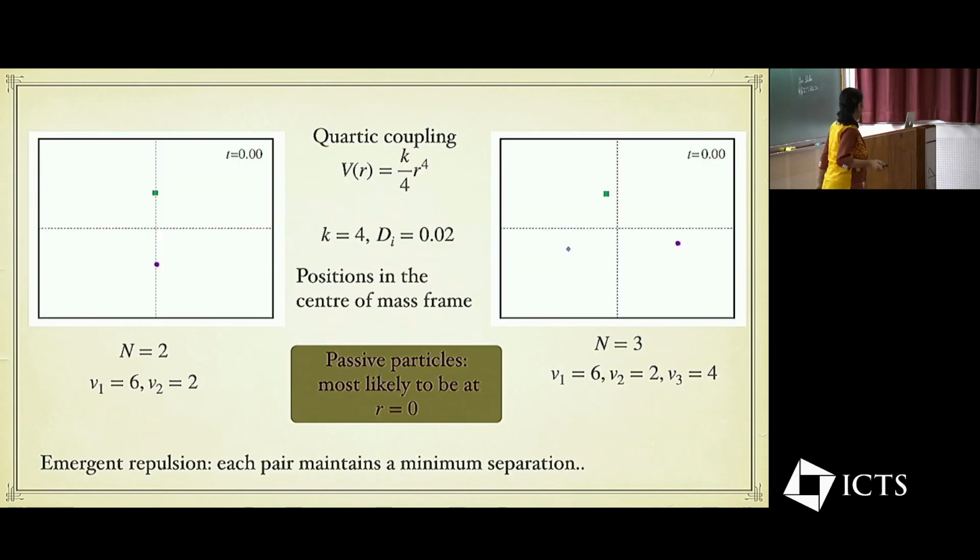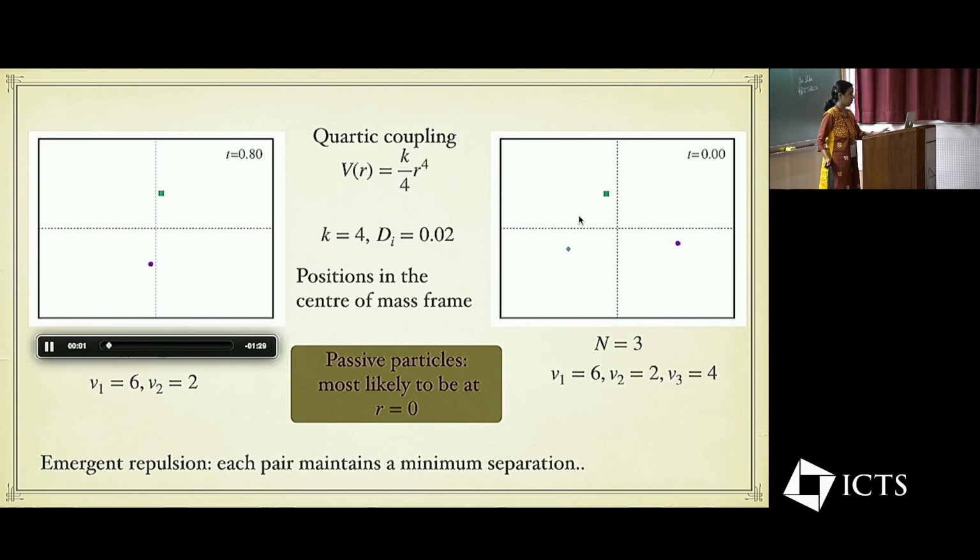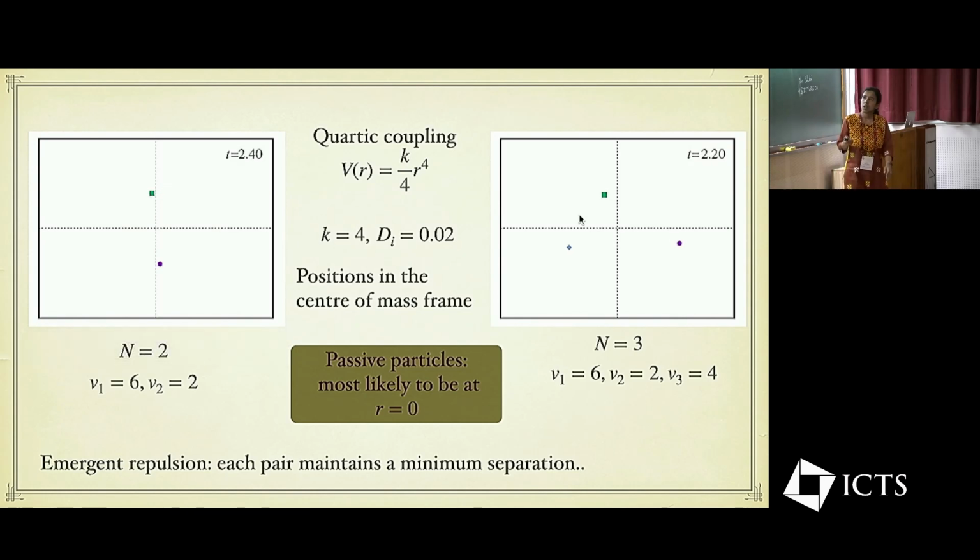Let's first look at what happens in this case. These are scenarios in 2 and 3 particle cases. Here the particles are coupled via quartic coupling, and what we see is that each pair maintains a social distance, so they don't go very close to each other. Had they been passive particles, r equal to 0 would most likely have been the most likely configuration. I forgot to mention, this is in the center of mass frame. This center is the center of mass of the 2 particles and 3 particles here.